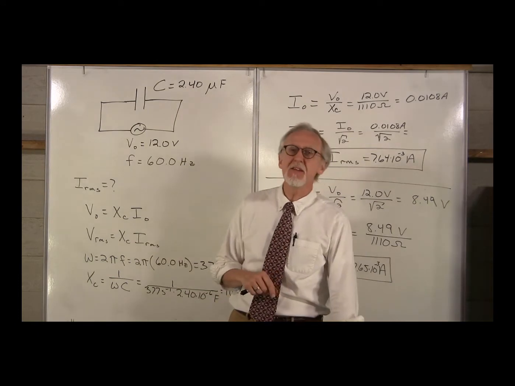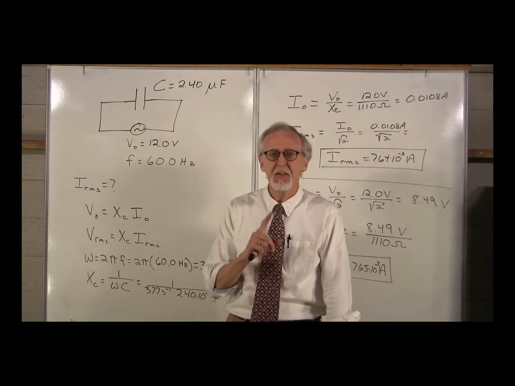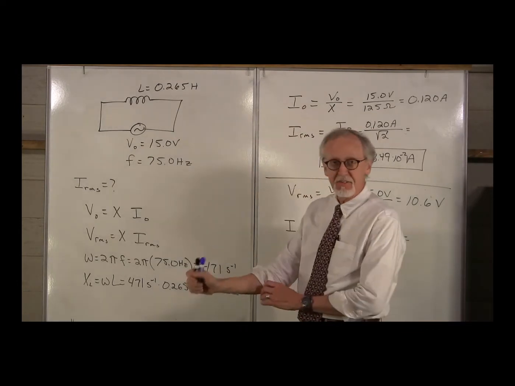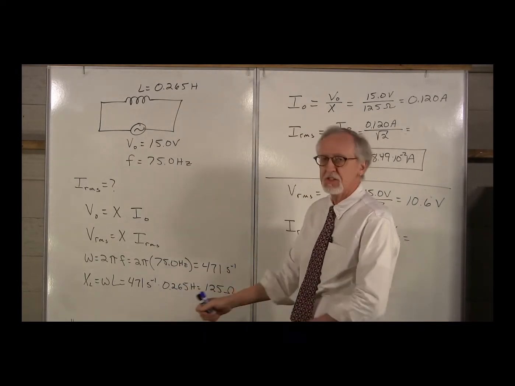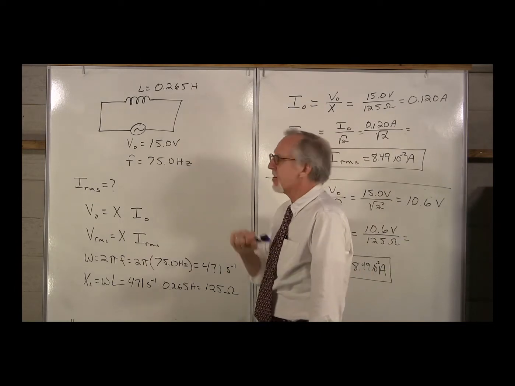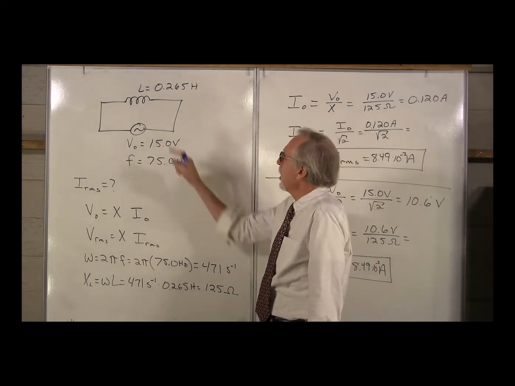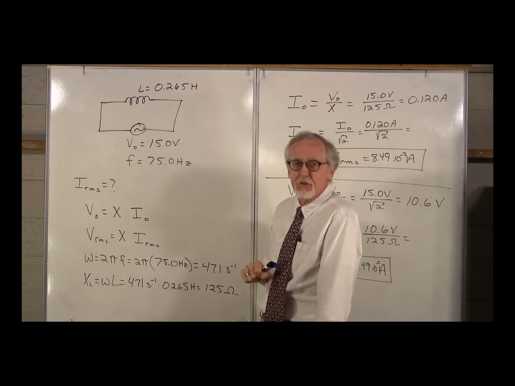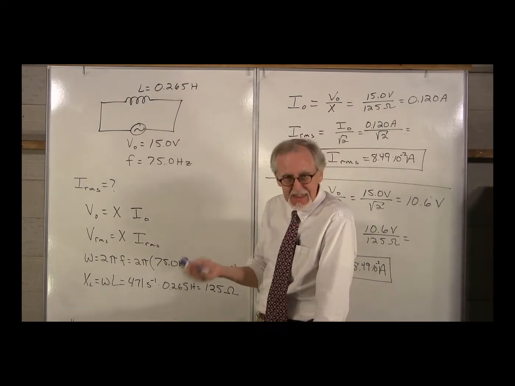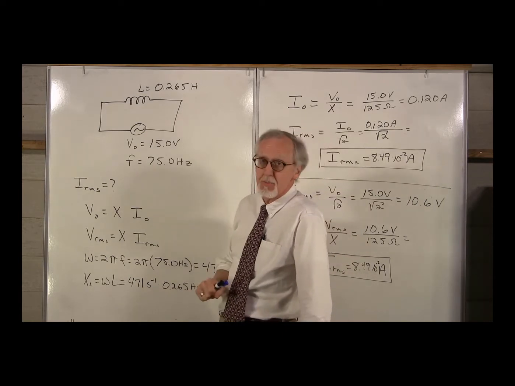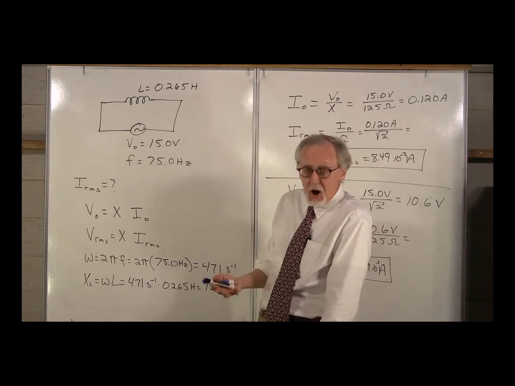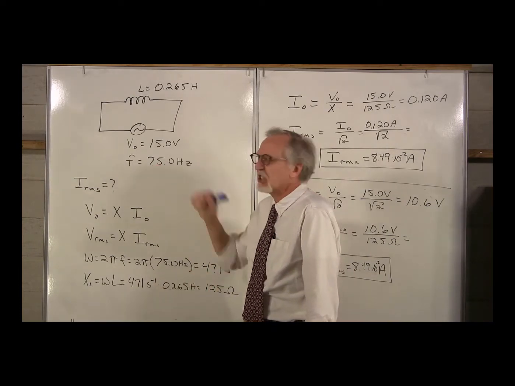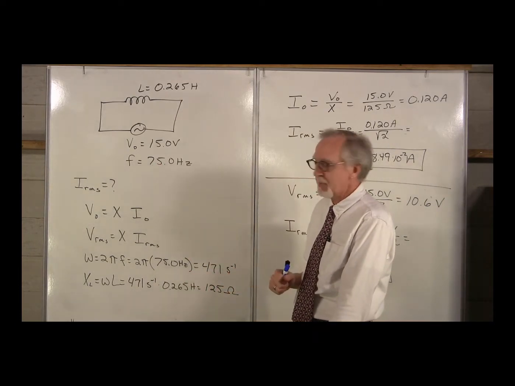What about if we have an inductor by itself in the circuit? Now let's imagine we have a voltage source, an AC voltage source, with a voltage amplitude of 15 volts at a frequency of 75 hertz, with now an inductor with an inductance of 0.265 henries. And again, let's imagine we're looking for the RMS current. We might not always be looking for the RMS current. Maybe we'll be looking for something else, but let's just imagine for these, we're always looking for the RMS current.